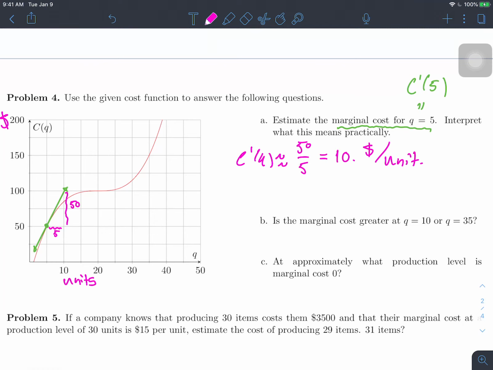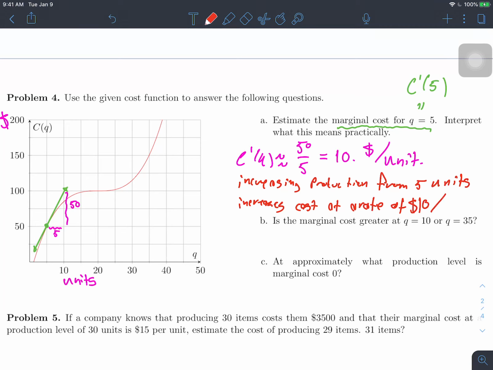Let me use a different color for the second part of the problem. Increasing production from 5 units increases cost at a rate of $10 per unit. Okay.